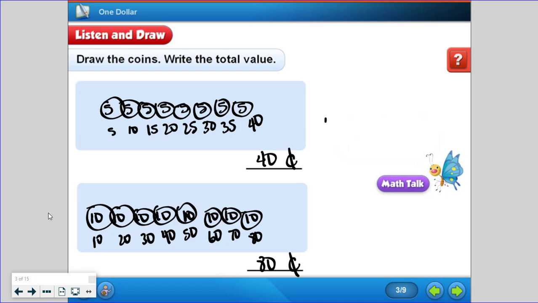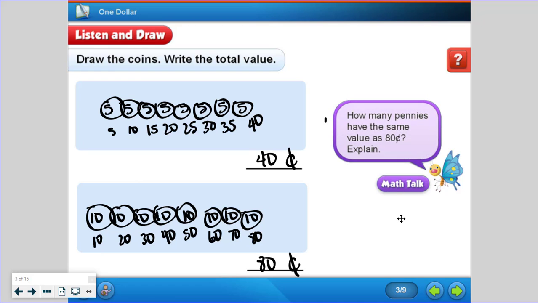Now to our math talk question. How many pennies have the same value as 80 cents? So the dimes came out to 80 cents. How many pennies equal 80 cents? Well, remember that 80 cents is another way of saying 8 tens. 80 equals 8 tens.